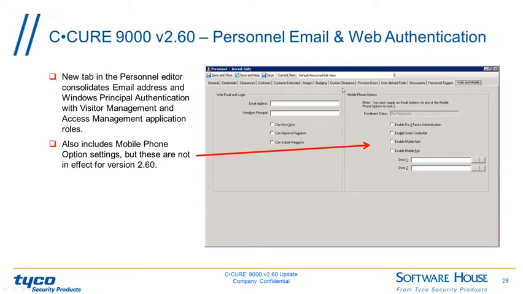Now you notice on the right-hand side there is a whole bunch of mobile phone options, and these are in 2.6, but the things that they work with are not available for 2.6 yet. So they're in there so that maybe shortly after 2.6 or in a 2.6 service pack that these capabilities can be added.